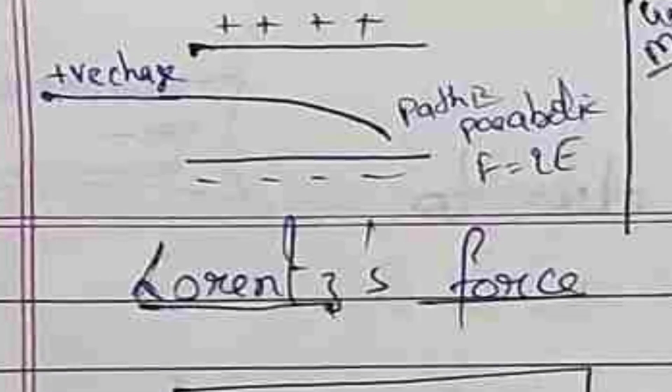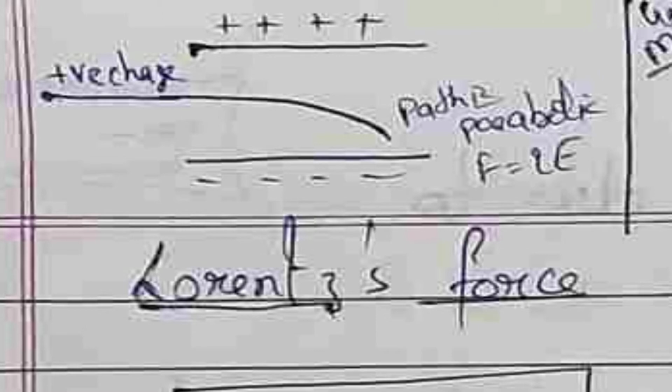Suppose a charged particle having positive charge enters in an electric field. Here the electric field is given by two plates. Upper plate positive charge, lower plate negative charge. The upper positive plate will repel the positive charge and the lower negative plate will attract it. Here the path is parabolic.